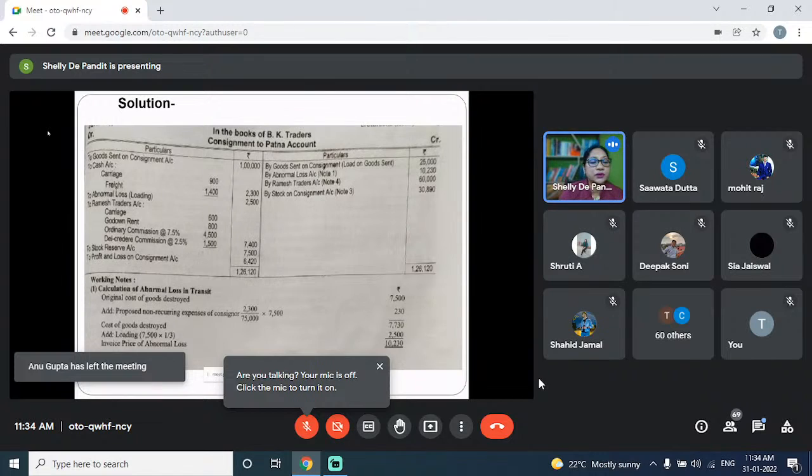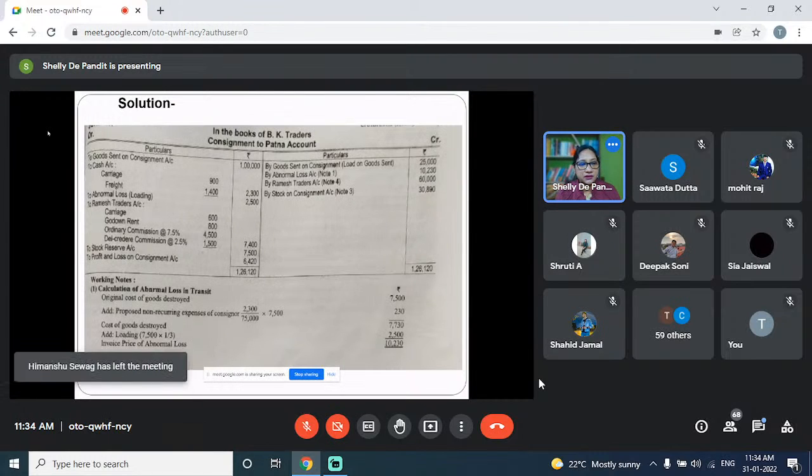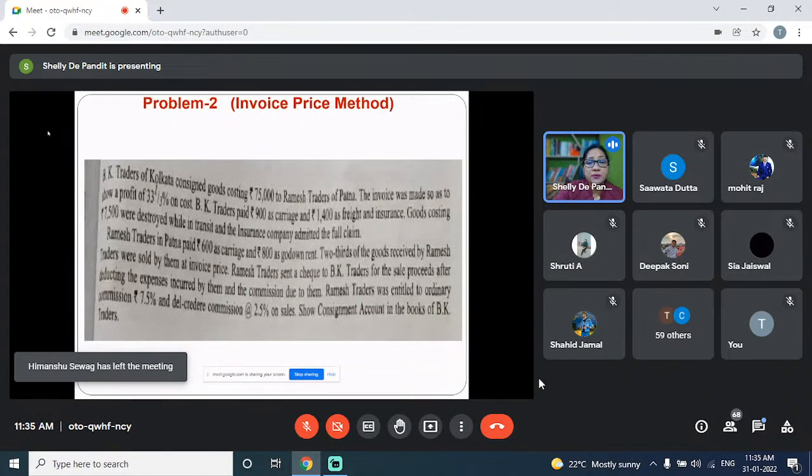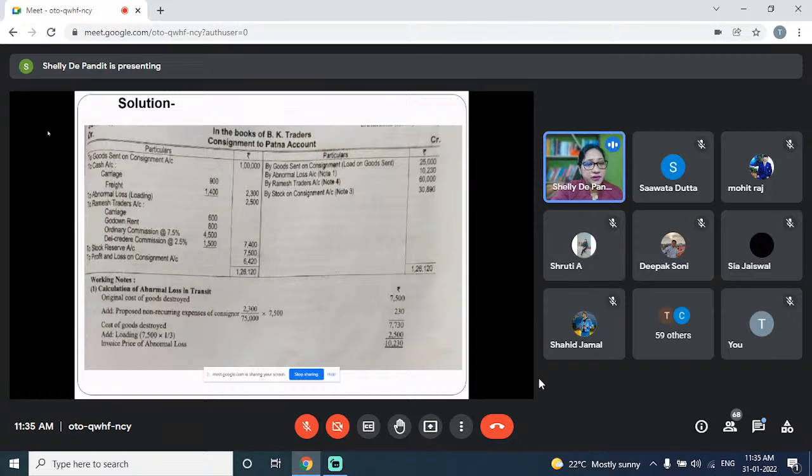So come to the workings part. Please go through the workings. So original cost of goods destroyed 7,500. And just go through this sum once again. Goods costing rupees 7,500 were destroyed in transit. So the cost is 7,500. We add the proportionate expenses, of course, non-recurring of the consignor. So the total expenses was 2,300, divided by 75,000, which is the goods sent, into 7,500, which is the goods lost.